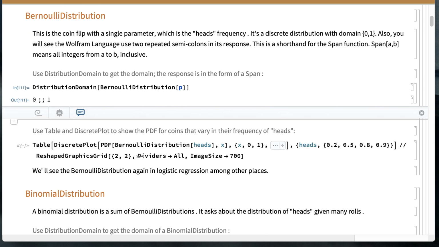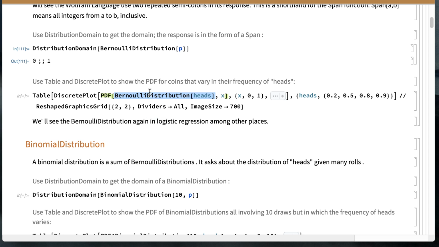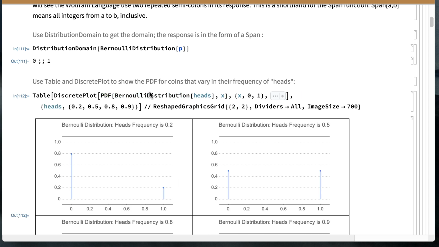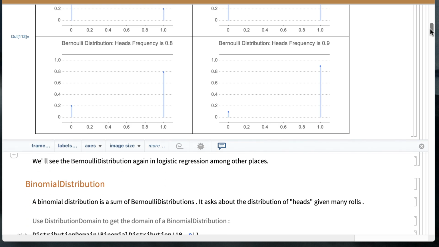So we can see with a discrete plot and a table how the PDF of the Bernoulli distribution varies depending on the frequency of heads. And if we look at that, we'll see an example. When the heads frequency is 0.2, well, 80% of the time it comes out a 0 and 20% of the time it comes out a 1. If it's 50-50, then you see it 50-50. If it's 80% heads, it's 80-20. Really nothing very hard here. Single parameter distribution, and that parameter is the frequency of heads. It outputs zeros and ones.